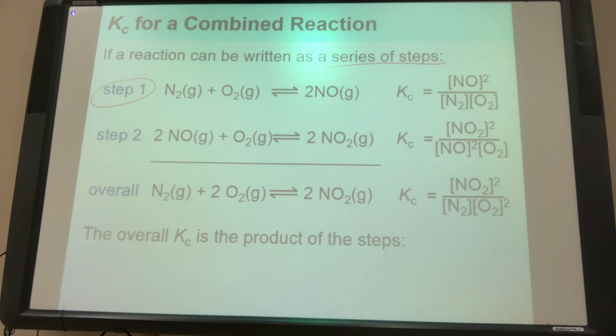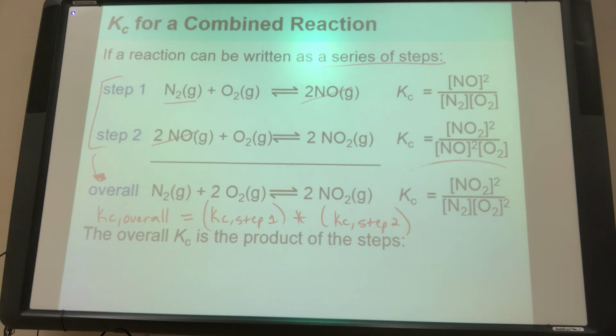So to get from these steps to the overall, what we would do is we would just add them, right? If I added them, then this 2NO and this 2NO would cancel. I'd have N2, I'd have 2 of these O2s, and then the NO2. But what do I do to the KCs? I don't just add the KCs. What I do to the KCs to get my KC overall is I have to do KC step 1 times KC step 2.